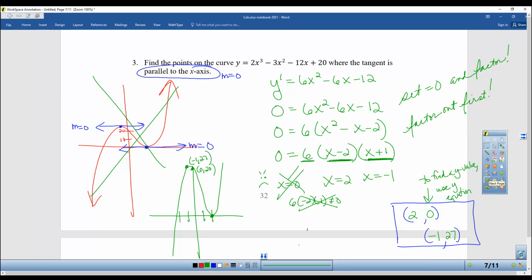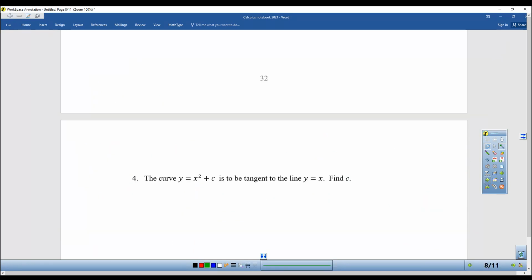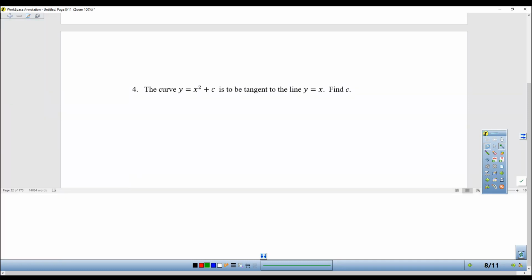Okay, there are 3 more. I'm going to say this every time. The more of these you can do on your own, the better. But I'm going to do all 3 of them for you. On number 4, it says the curve y is equal to x squared plus c is to be tangent to the line y is equal to x. The key to almost all these problems is to make a sketch. It'll help you so much.